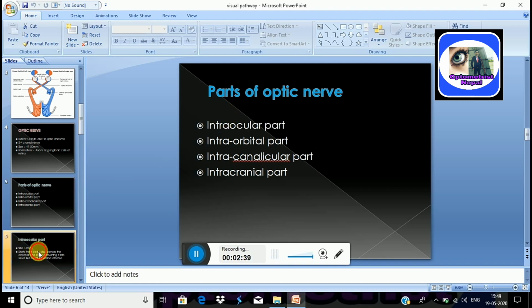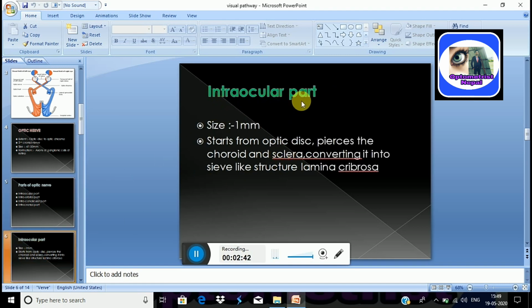First one is the intraocular part. The size of the intraocular part is 1 millimeter, and it starts from the optic disc. It pierces the choroid and sclera, converting it into a sieve-like structure, the lamina cribrosa. Pierces means penetrates the choroid and sclera, converting it into the sieve-like structure lamina cribrosa.